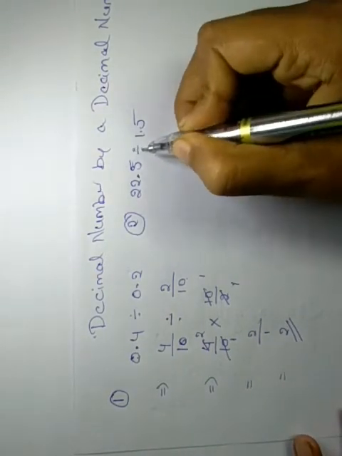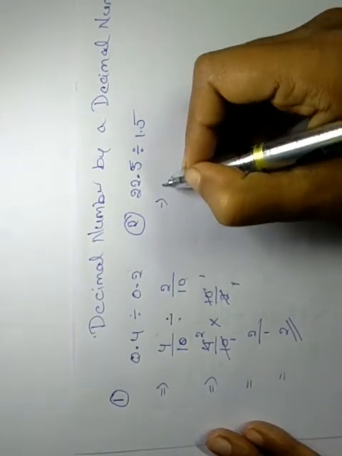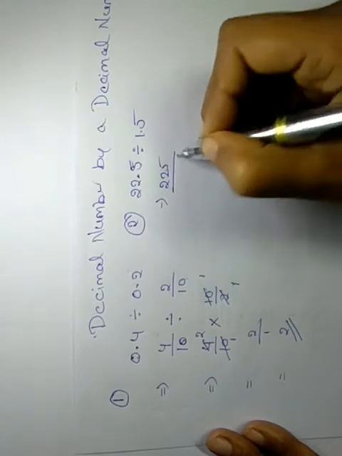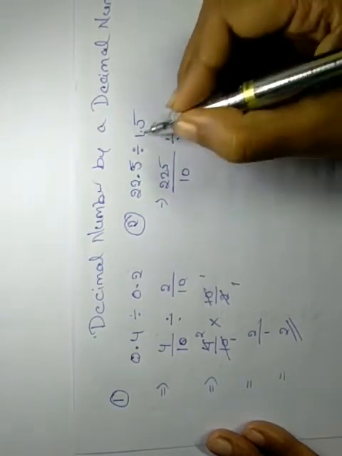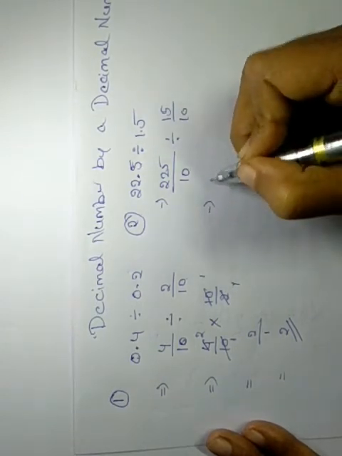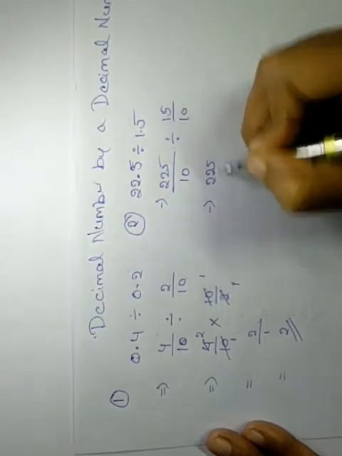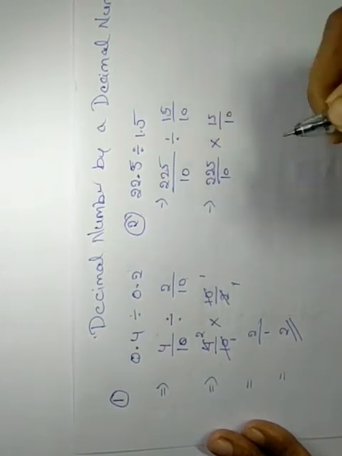22.5 is divided by 1.5. First step, we'll remove the decimal point, so it becomes 225 divided by 15, and the denominator gets multiplied by 10. First step only. Now again, 15 divided by 10. We'll change the division sign to the multiplication sign.